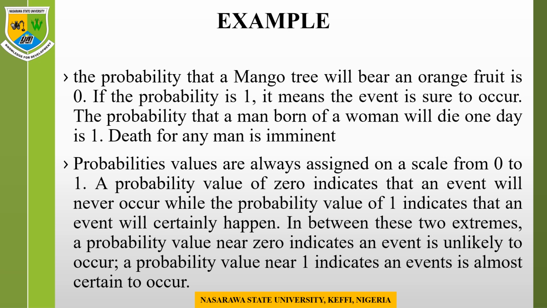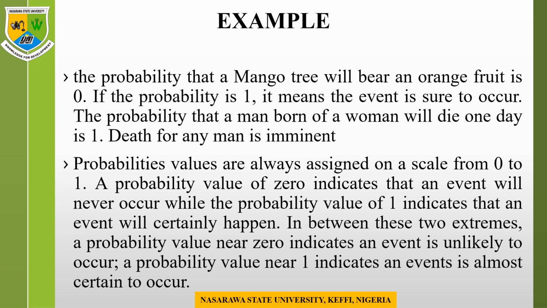For example, the probability that a mango tree will bear an orange fruit is 0. This means you can't see any mango tree with orange fruit. It's only an orange tree that can bear that orange fruit.